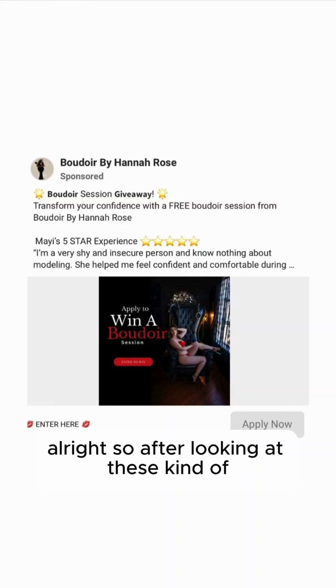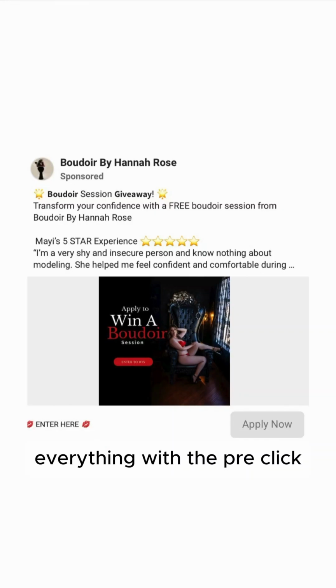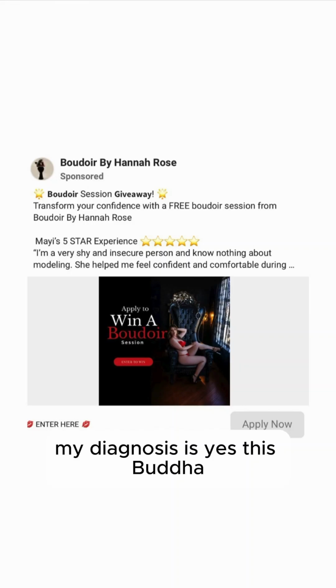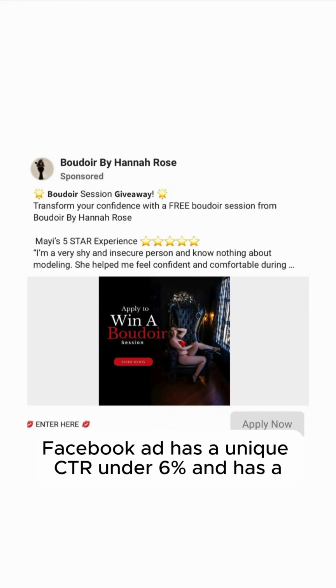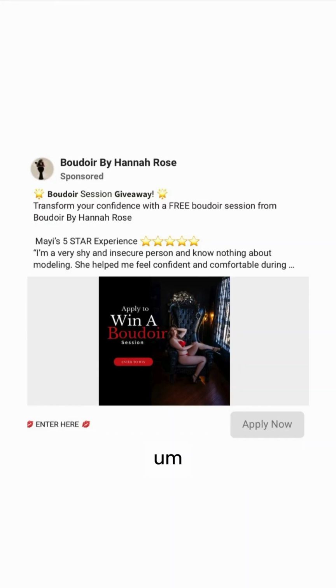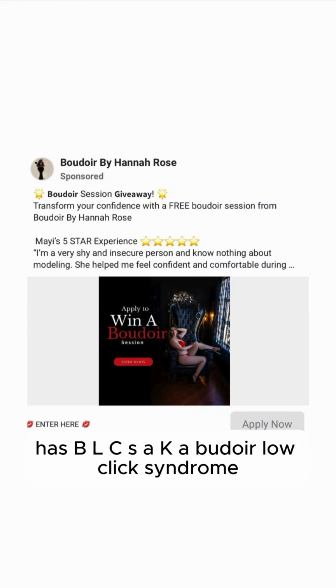All right, so after looking at everything with the pre-click, my diagnosis is yes, this Boudoir Facebook ad has a unique CTR under 6% and has BLCS, aka Boudoir low click syndrome.